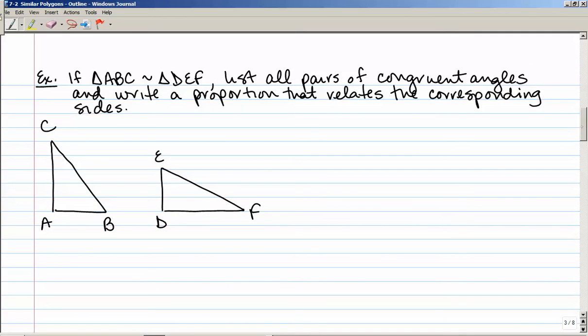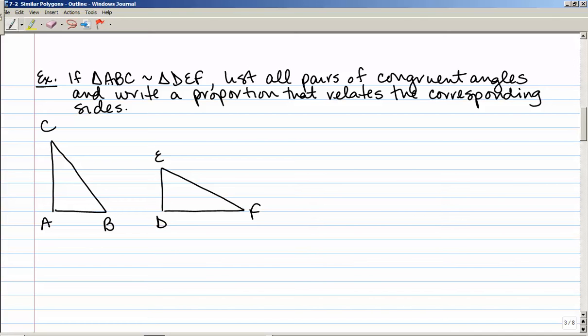So let's take a look at an example here. If triangle ABC is similar to triangle DEF, then list all of the pairs of congruent angles and write a proportion that relates the corresponding sides. So I know that triangle ABC is similar to triangle DEF. They're not congruent, they're not the same size, but they do have the same shape. Now, just looking at these two triangles, it doesn't look like they're the same shape because to get DEF in the same orientation, I think we'd have to flip it and turn it. But we can also work off of this similarity statement right here.